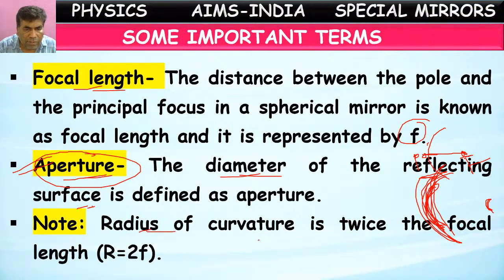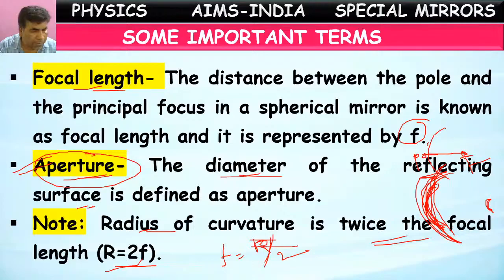So radius of curvature is twice the focal length, or focal length is half of the radius of curvature.